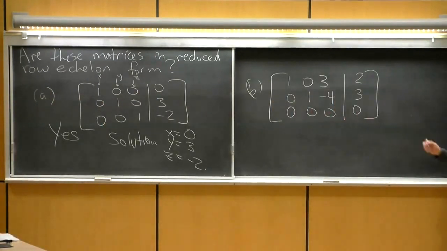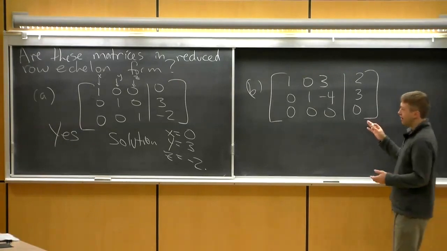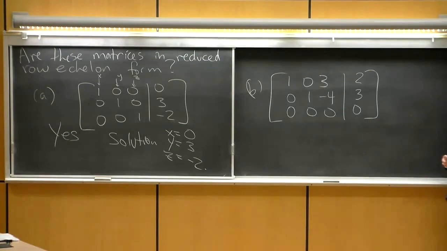Is this one in row reduced echelon form? Let's hear from the audience, thumbs up or thumbs down. A lot of thumbs down. I've seen some thumbs up. What you should think about when you want to know if this is in row reduced echelon form or not is, is there anything I could do to this to simplify it at this point? And if you think about it, there kind of isn't.